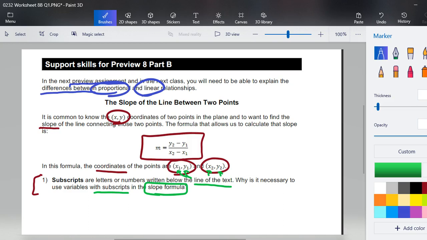So a possible answer to question 1 is that since there are 2 points, there are 2 different x values and 2 different y values. So we need a way to distinguish the x's and the y's.